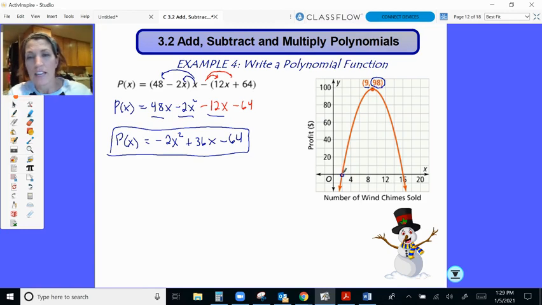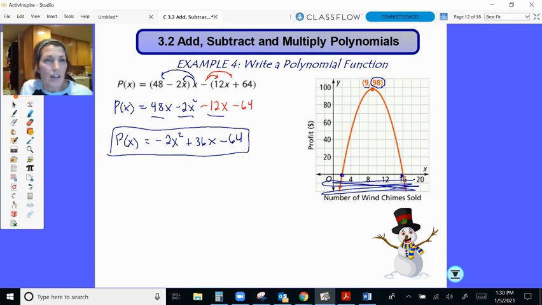My domain is going to end right here because we're not going to sell negative wind chimes. We're not going to make a negative profit, right? So this part of the graph, we're not going to pay attention to. We're just going to go up to 16 wind chimes. That's it. And 2 wind chimes. We're not going to sell anything less than 2 wind chimes because we're going to go in the hole. Okay, we don't want to do that. All right. And our max profit we can make is $98. And so we want to sell 9 wind chimes in order to make the most amount of money.